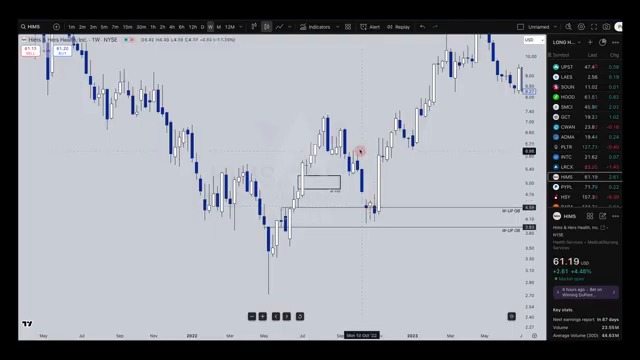Where are the sellers going to come into the market? Because since I'm buying, I need to sell to somebody. I need to sell to people who sold in the market. People who sold, they put their what? They put their buy stops above. So those buy stops I can pair with my sell orders.